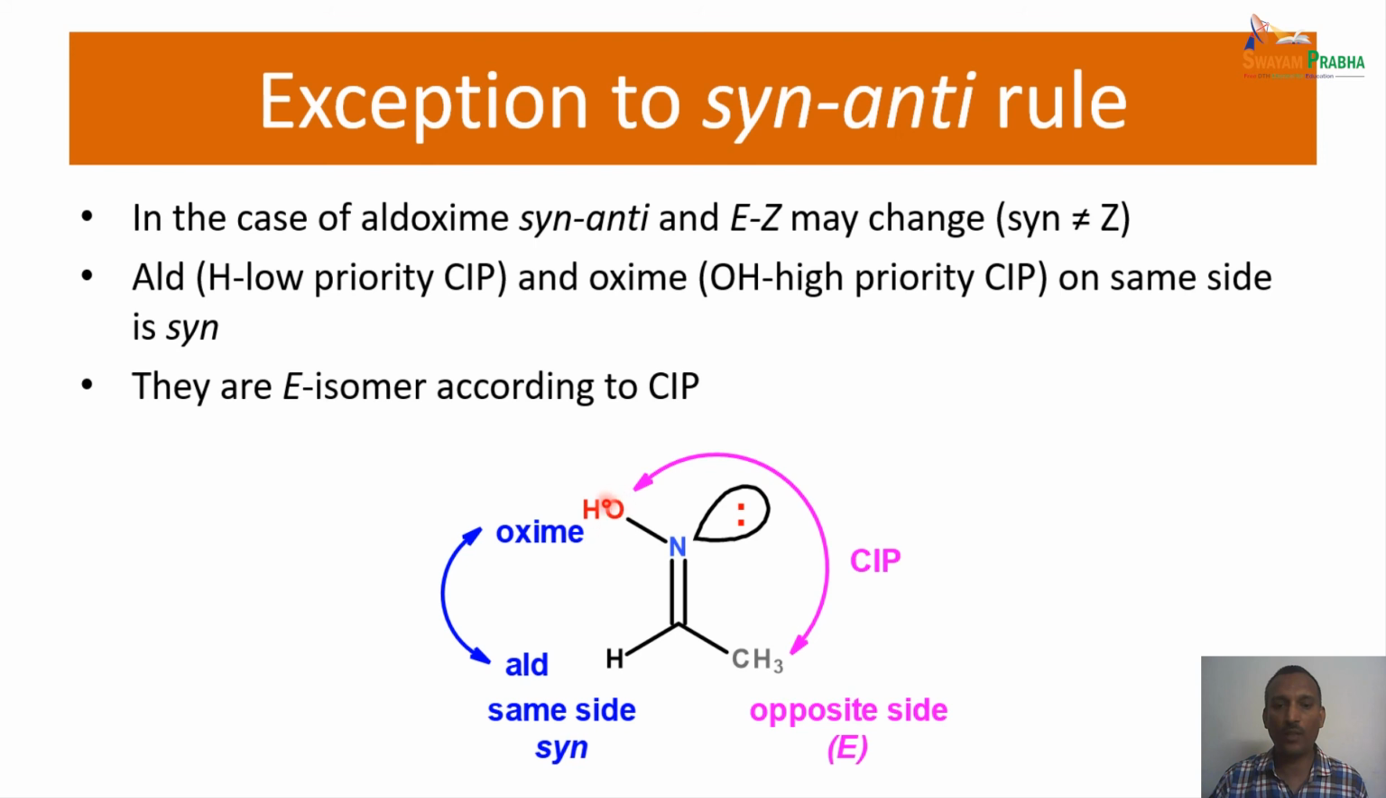So this is number 1, the highest priority group. This is number 1 here in the carbon. This is the highest priority group. So according to the CIP rule, these two highest priority groups are now on the opposite side. So this is what is called the E isomer. Whereas if we go by the traditional naming, that is the aldoxime naming, this is called the syn isomer. So you have to be very careful when you are assigning nomenclature based on E-Z nomenclature or syn-anti. The only problem is for the aldoximes and the ketoximes.